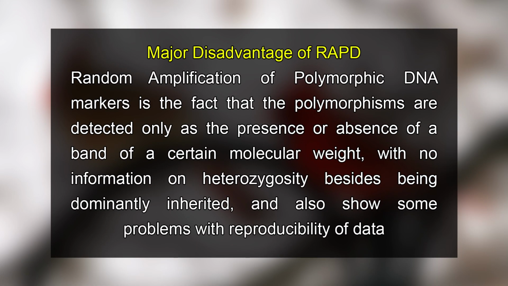A disadvantage of RAPD markers is the fact that the polymorphisms are detected only as the presence or absence of a band of a certain molecular weight, with no information on heterozygosity besides being dominantly inherited, and they also show some problems with reproducibility of data.